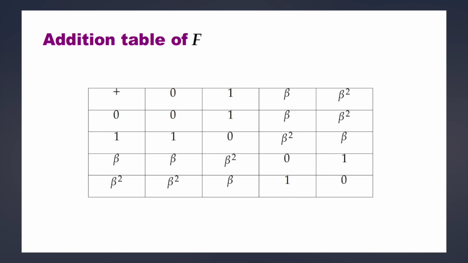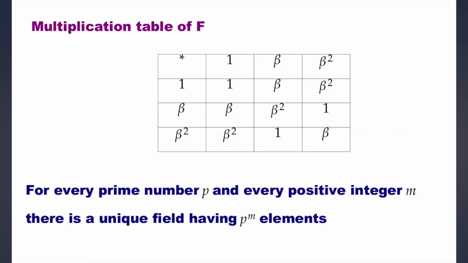So, beta plus 0 is beta, beta plus 1 is again beta squared, and so on. You can refer to the table that is displayed on the screen. Similarly, let us find the multiplication table of F. Here, it is very much straightforward. So, 1 times 1 is 1, 1 times beta is beta, 1 times beta squared is beta squared and so on. Beta times 1 is beta, beta times beta is beta squared. Beta times beta squared is 1 because again this is the fourth root of unity, and therefore, beta cubed will become 1. We can check the values like this for other terms also.